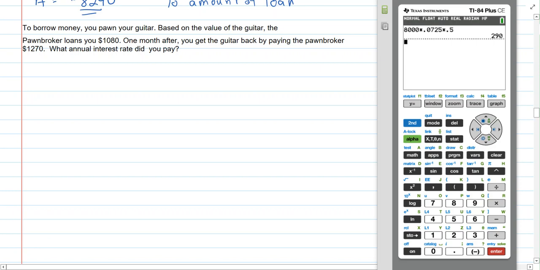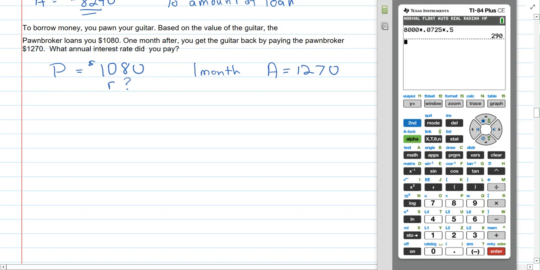Okay. To borrow money, you pawn your guitar. Based on the value of the guitar, the pawnbroker loans you $1,080 for the guitar. 1 month later, you get the guitar back by paying the pawnbroker $1,270. What is the rate?